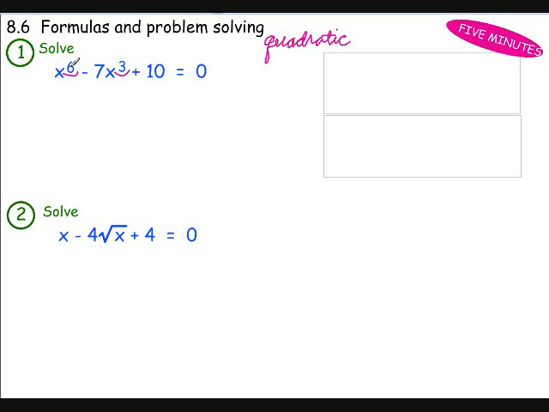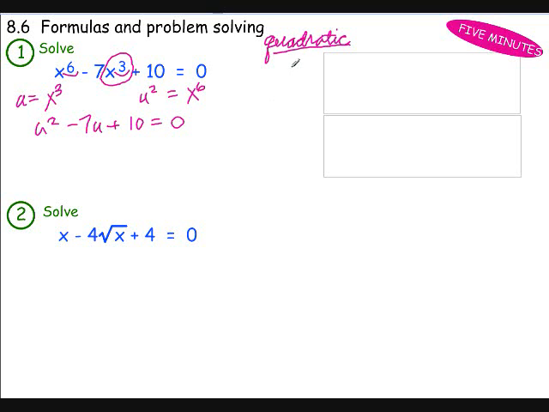If the power on the leading term is twice as much as the middle, then we can convert this into a quadratic. And to know what we're going to use for our conversion factor, we look to the middle term. We're going to say let u be equivalent to x to the third power, which means that u to the second power is going to be x to the sixth. So let's rewrite that. It's going to be u squared minus 7u plus 10 equals 0.